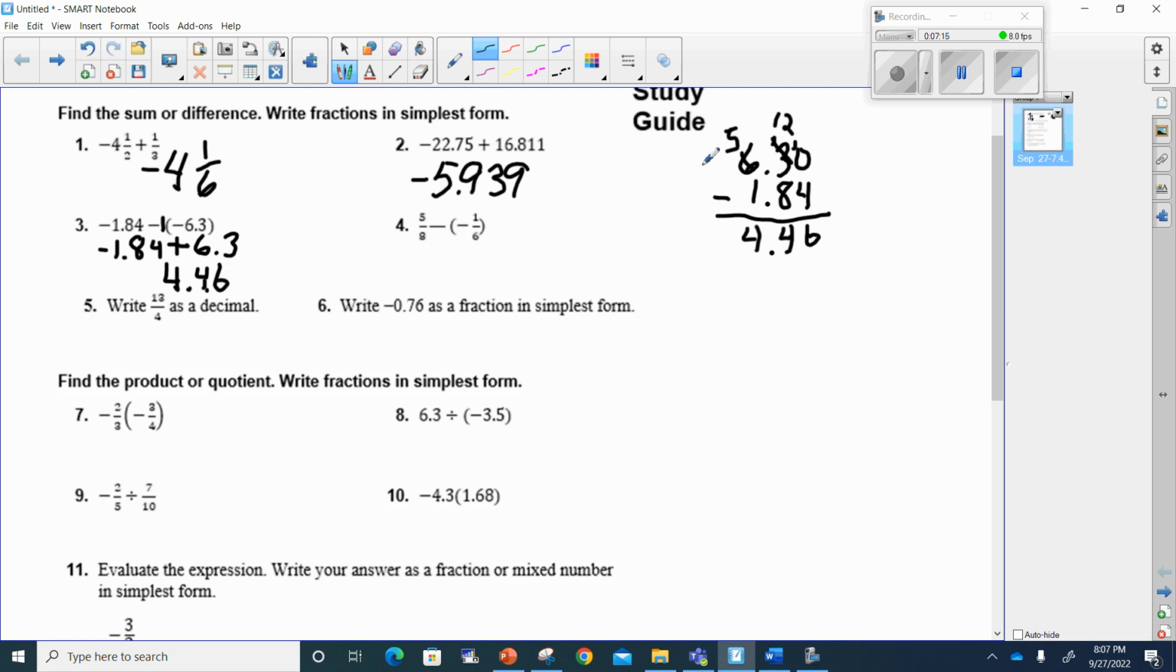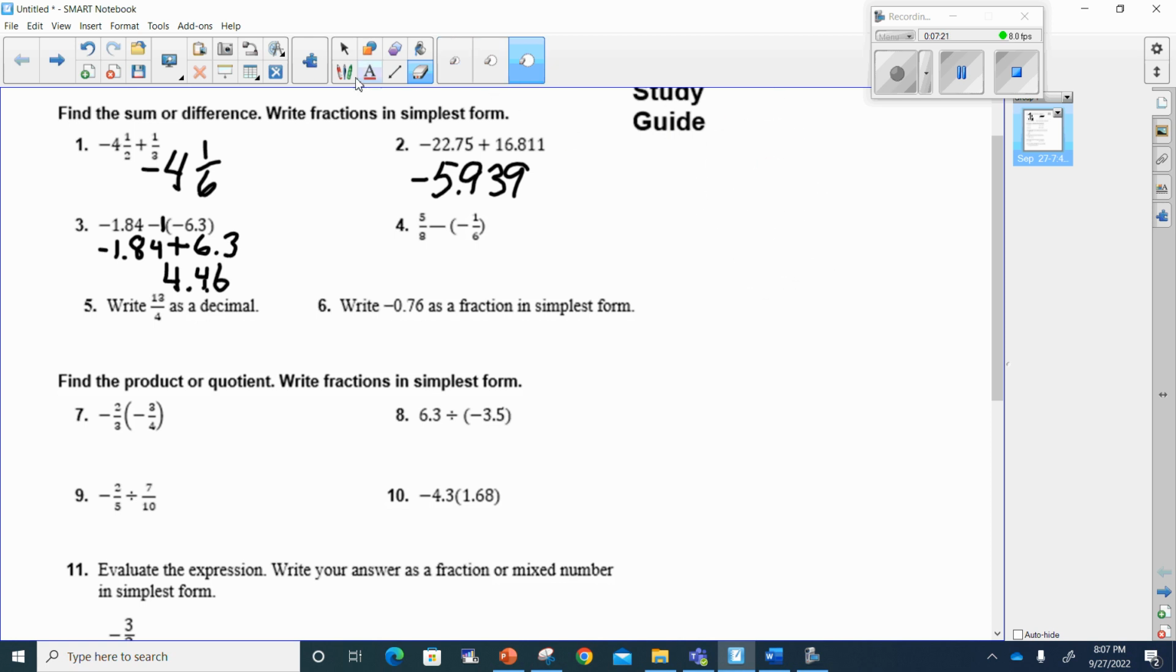All right. Let's go to number 4 now. Number 4 says 5 over 8 minus negative 1 over 6. Once again, a negative times a negative is a positive. So this is really 5 over 8 plus 1 over 6.